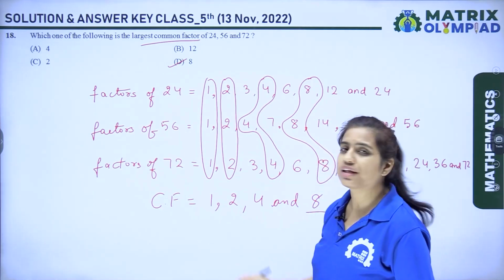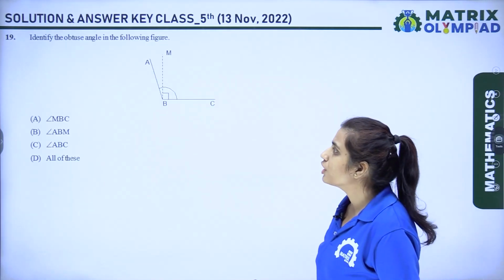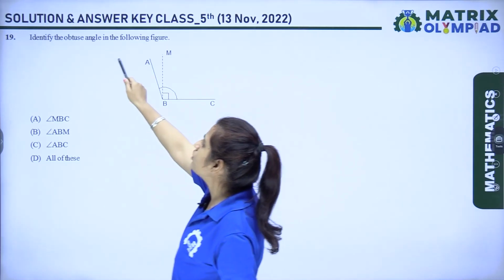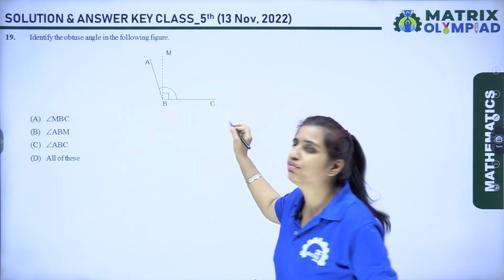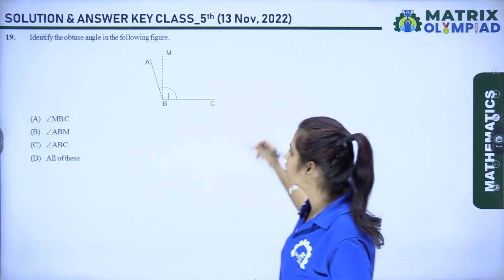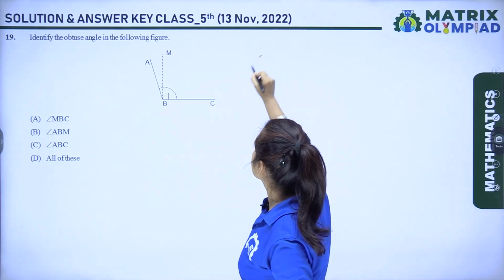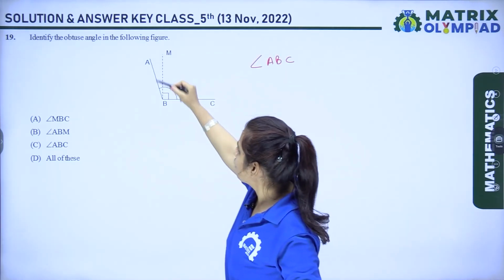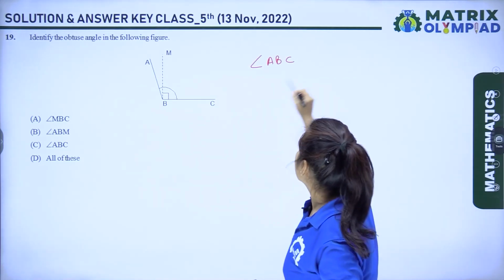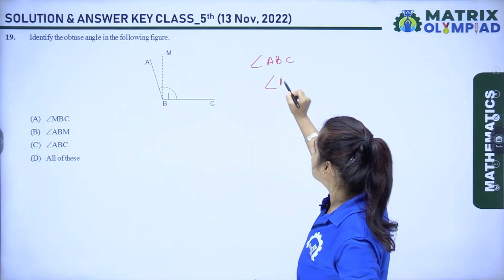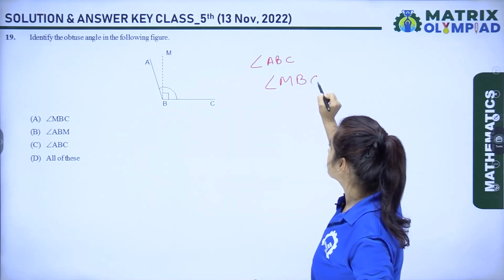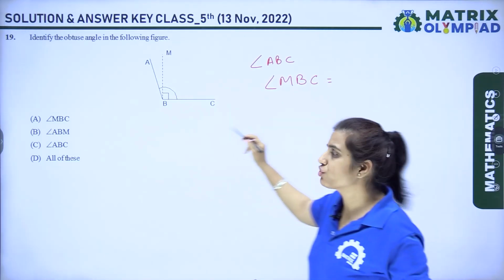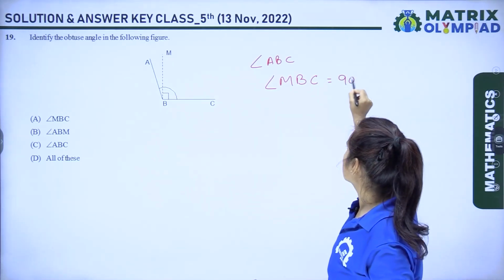Let's begin with the next question. Question number 19. Identify the obtuse angle in the following figure. We have to identify the obtuse angle. So let's write down the angles. Angle ABC. Here one angle is ABC and another angle is angle MBC. So angle MBC is 90 degree, which is already given in the question. So this is 90 degree.